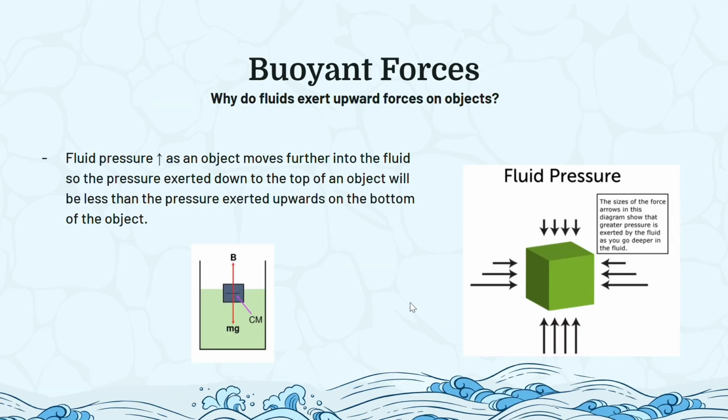So when an object or substance is put into a fluid, an upward force is created. This is a buoyant force, and it is opposite to the vector for gravity. But why do fluids exert upward forces on objects? Well, when objects are submerged in a fluid, there is a pressure difference between the bottom and the top of the object, just like in the picture. Fluid pressure increases as an object moves further into the fluid, so the pressure exerted down on the top of an object will be less than the pressure exerted upwards on the bottom of an object.